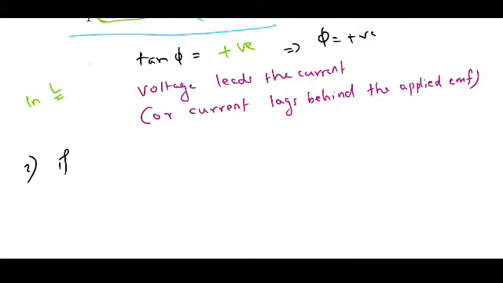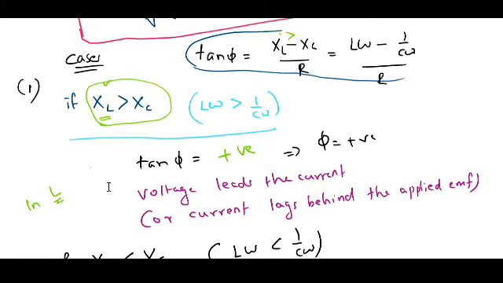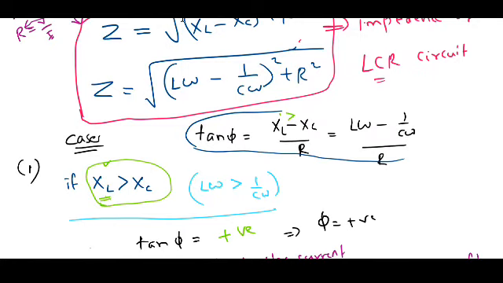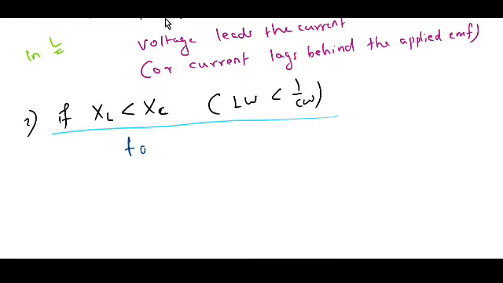In the second case, if XL is less than XC, that is L omega is less than 1 by C omega, then for our tan phi, if XL is less than XC, the numerator will be negative. If the numerator is negative, tan phi is negative. If tan phi is negative, it means phi is negative.